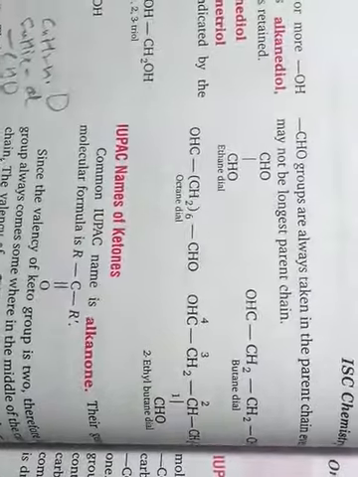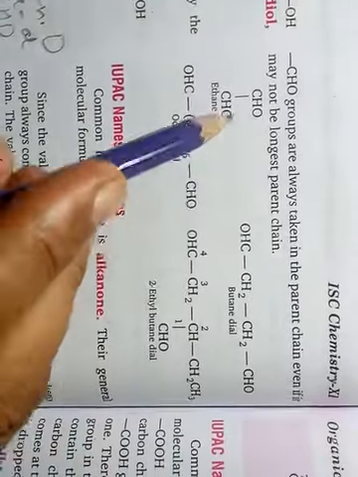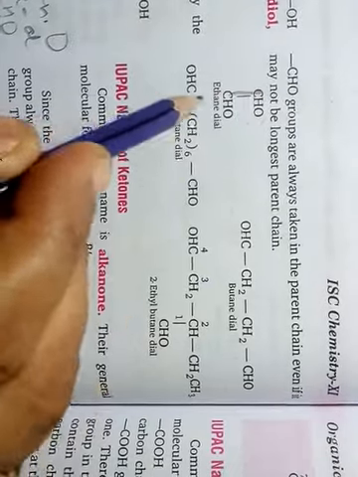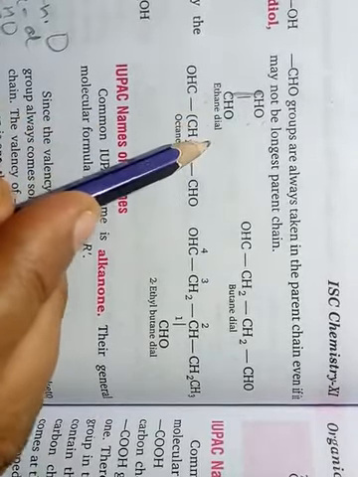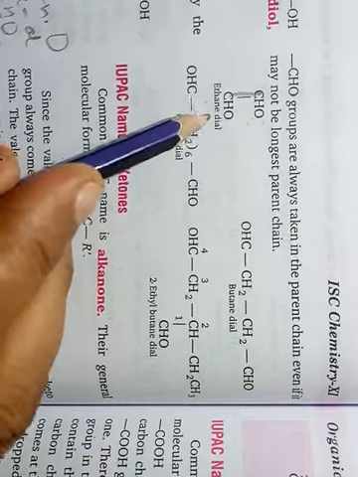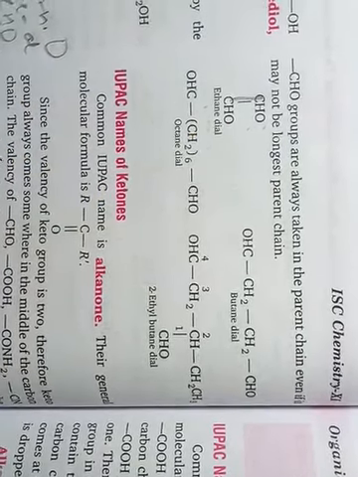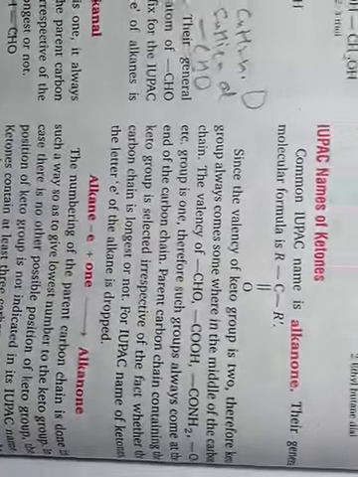Next are compounds with more than one aldehyde group, like this. The chain has 2 carbons, so ethanedial, or you can write ethane-1,2-dial. Okay, students. Then the IUPAC names of ketones.